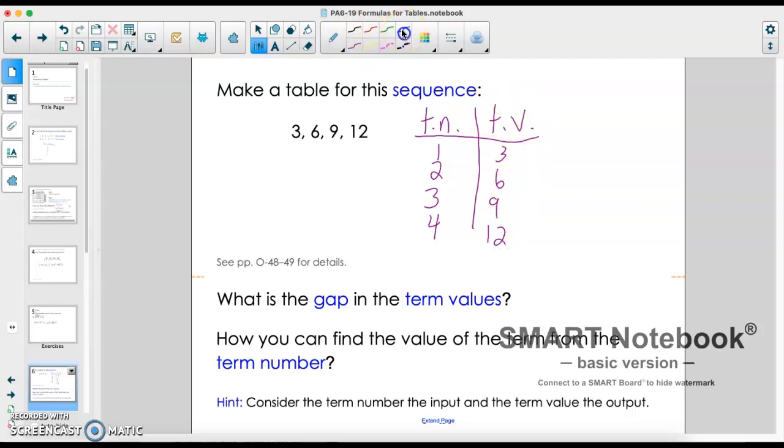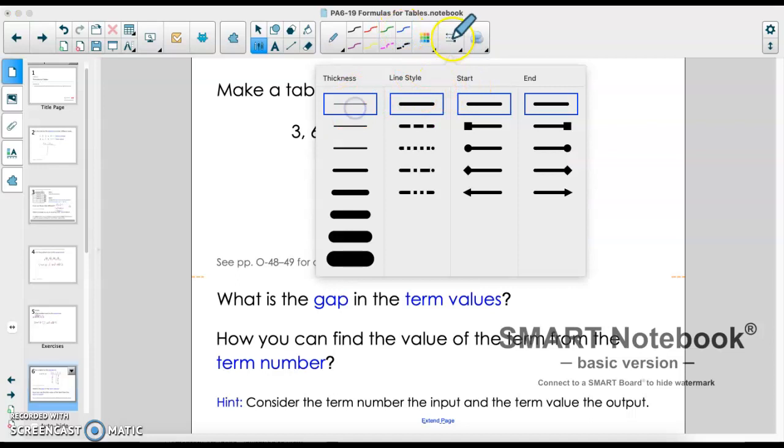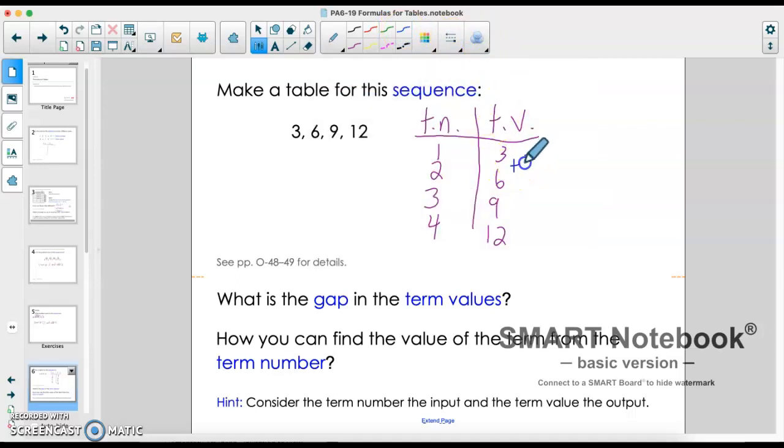So the first thing that we try to do is to identify the gaps. That's really the first thing we have to do. So each time it's plus 3, right? 3 plus 3 is 6, 6 plus 3 is 9, 9 plus 3 is 12, okay? Then the question says, how can you find the value of the term from the term number? In other words, we're trying to get from this column to this column by doing an operation. And you can say, well, that's plus 2, and that's plus 4, and that's plus 6, and that's plus 8. That's not it. You have to be able to do the same thing to each term number to get to the term value.